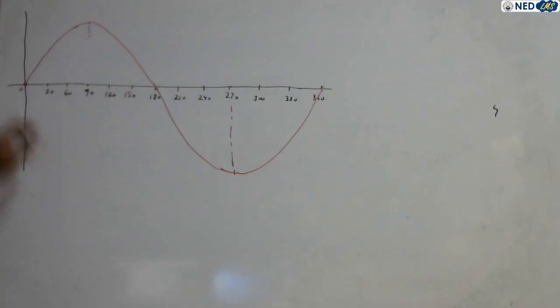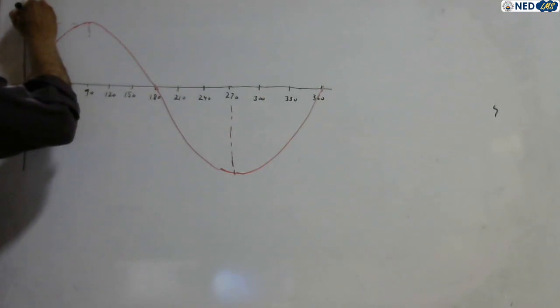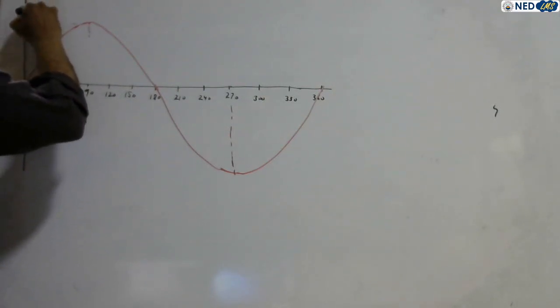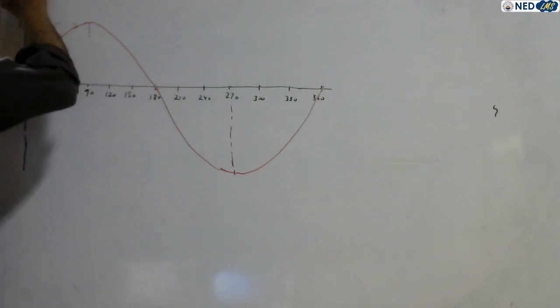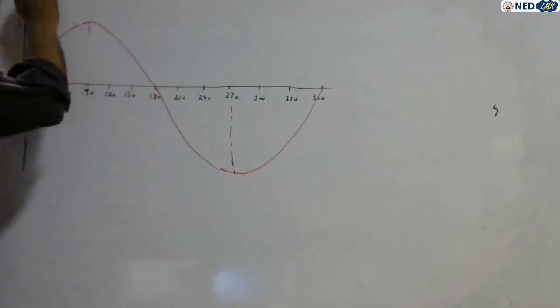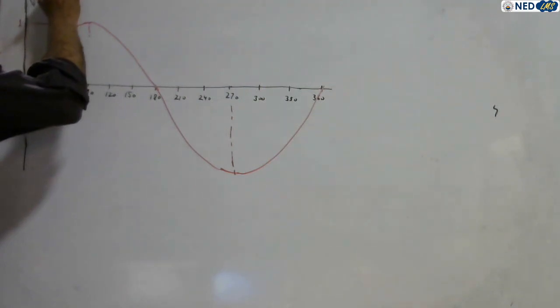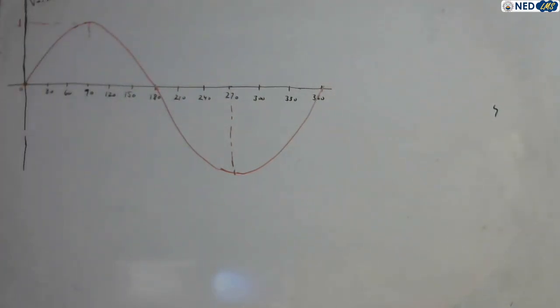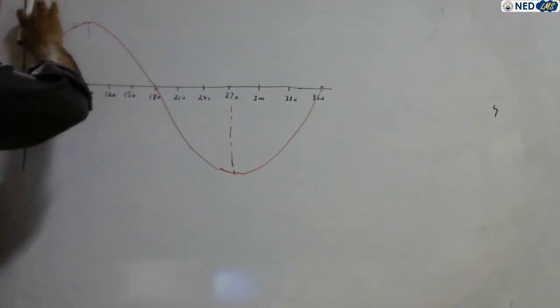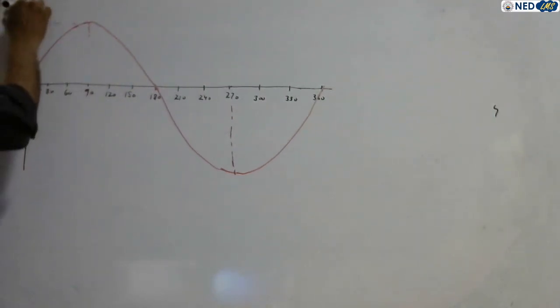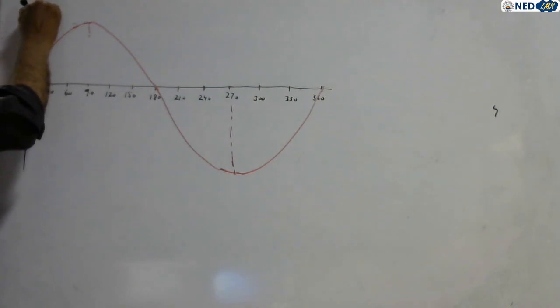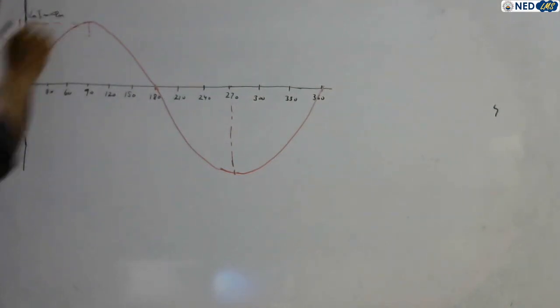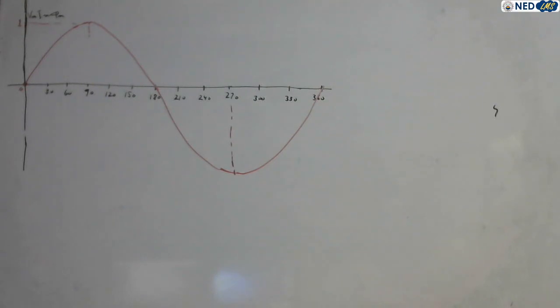You can verify: sine 0 is 0, sine 90 is 1, the maximum value, right? So you can verify these values. This scale is magnitude, right? Magnitude of voltage or current or flux. Same thing, right? Vm, Im, or phi m, the magnitude.